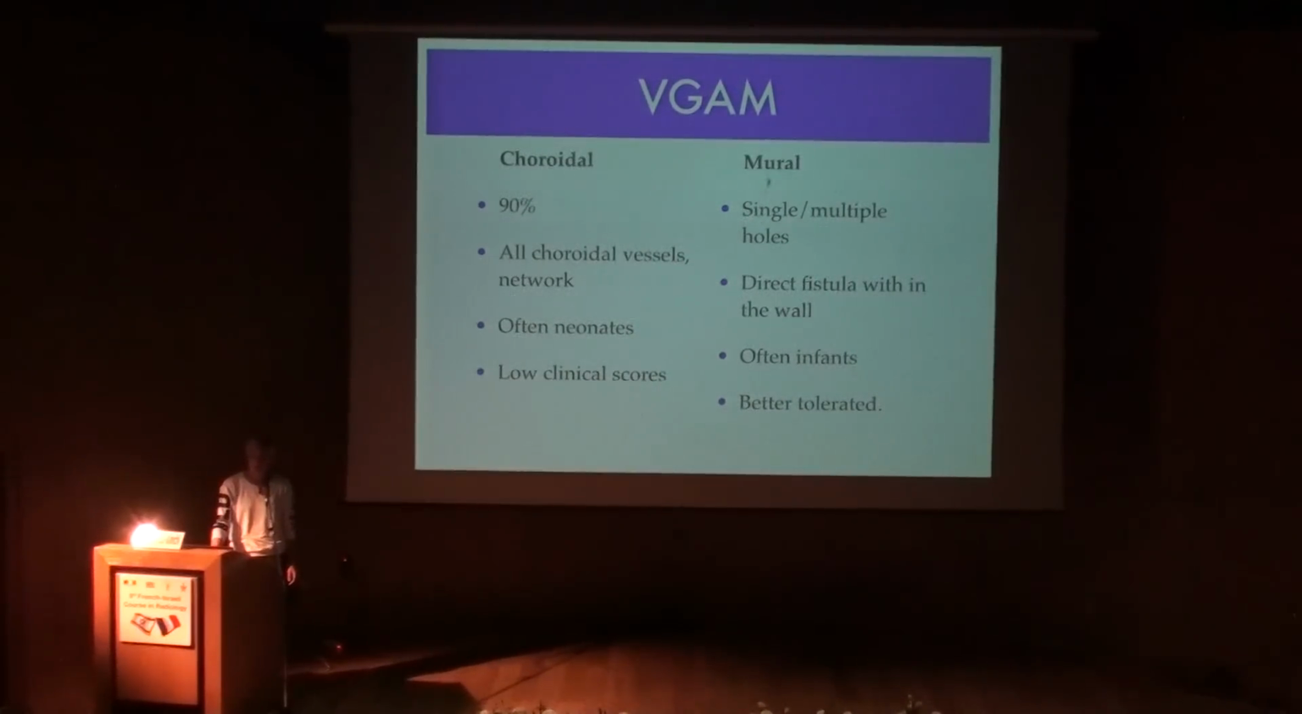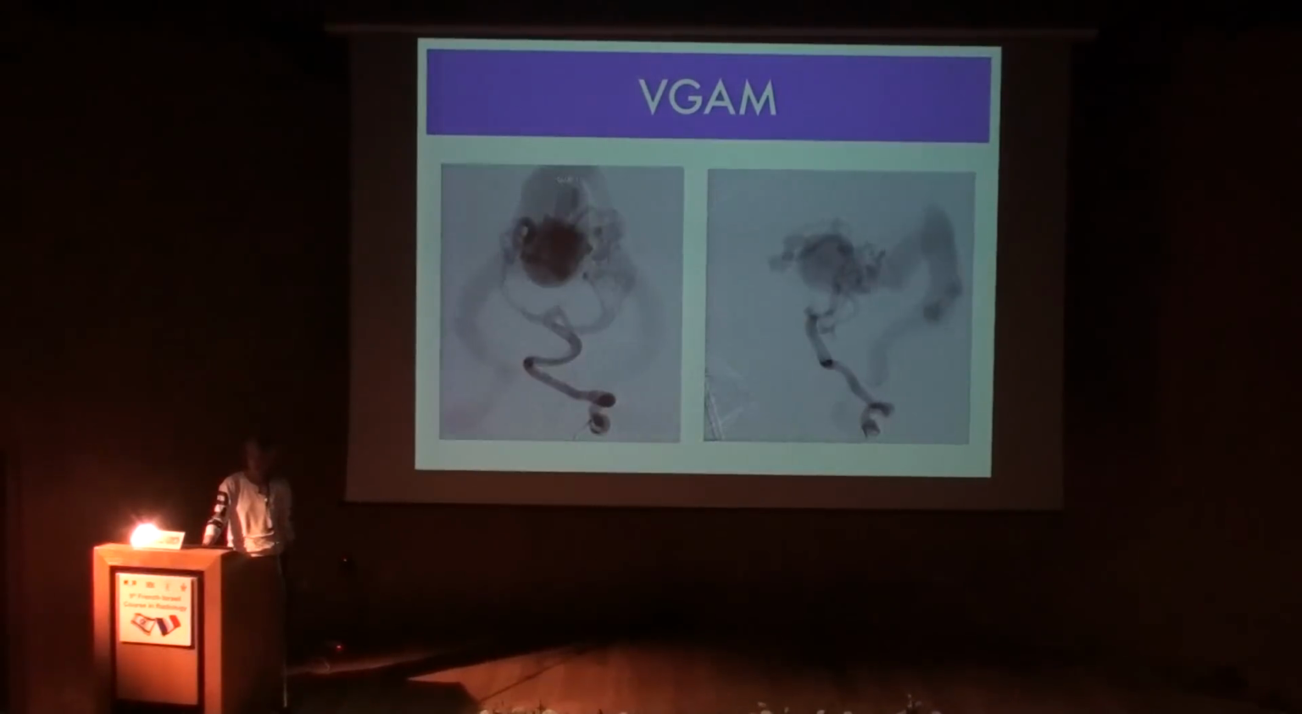In comparison to what we call the neural type, which is usually a single connection between arteries and the vein. Sometimes they have multiple. It's like a dural fistula, and it's in the wall of the vein. It's usually a little bit older kids, and they're better tolerated. So this is an example of a choroidal type. You see this network of choroidal vessels going into the median vein of the prosencephalon.